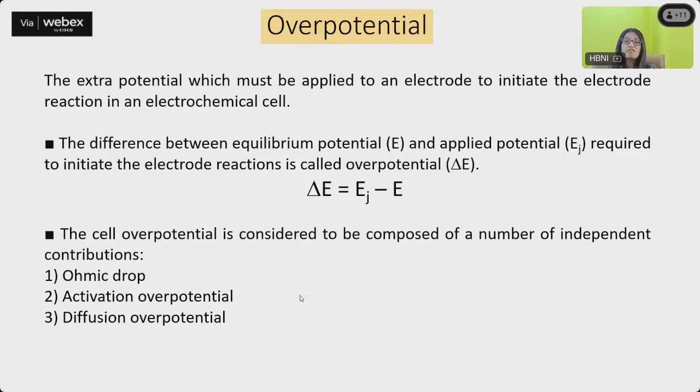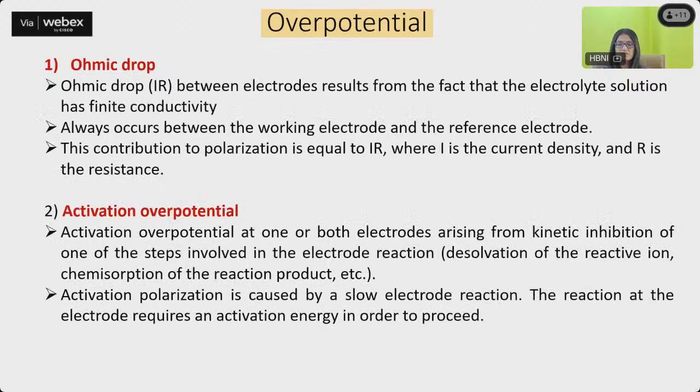So there are various things which contribute to this cell overpotential. So what are they? The most common ones are the ohmic drop, the activation overpotential, and the diffusion overpotential. So what is ohmic drop? Ohmic drop develops in the electrodes because of the fact that the electrolyte solution has a finite conductivity. Okay, so that is why it is not that it can conduct everything.